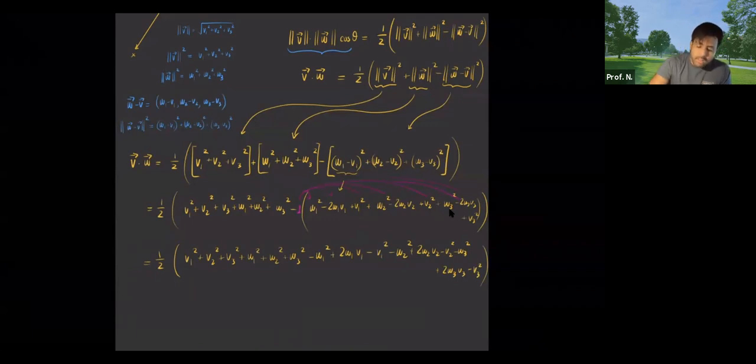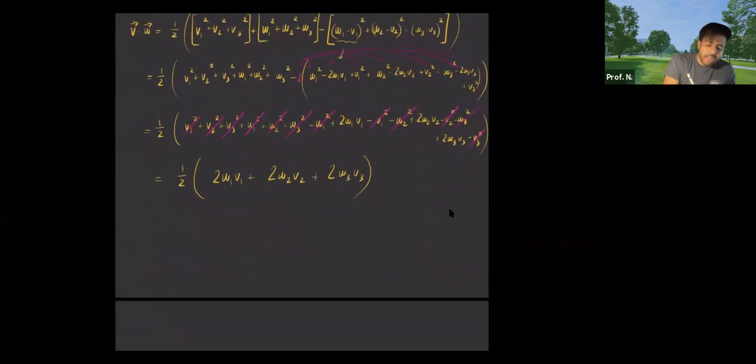What happens? Cancellation galore. We got V1 squared, minus V1 squared. We got V2 squared, we got minus V2 squared. We got V3 squared, we got minus V3 squared. We got W1 squared, we got minus W1 squared. We got W2 squared, we got minus W2 squared. And we got W3 squared, we got minus W3 squared. So what's left? We got 2W1 V1 plus 2W2 V2 plus 2W3 V3. But I'm multiplying this whole thing by a half. So all those twos cancel out as well.